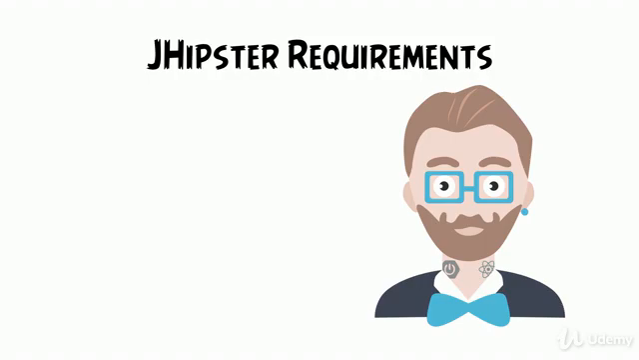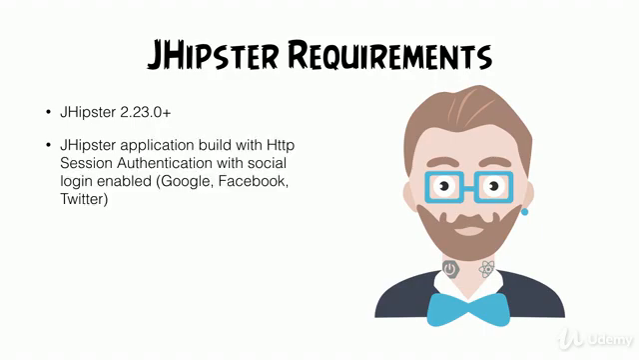So let's talk about what we need as far as JHipster requirements if we want to go ahead and use it in JHipster. First, we need to make sure that we're on 2.23 or above. At the time of this recording, we're on 4 something. So as long as you're using something recent, you should be good to go. And then we also need to make sure that when we create our application, there's a section that talks about security and what type of security you want to use. And we actually want to use HTTP session authentication with social login enabled. So those are a couple requirements there as well.